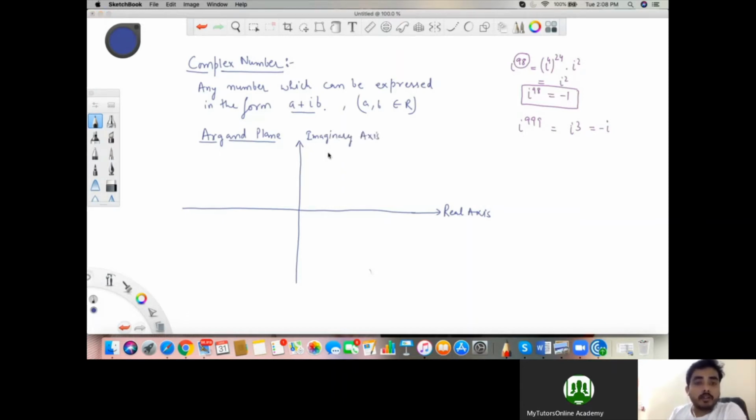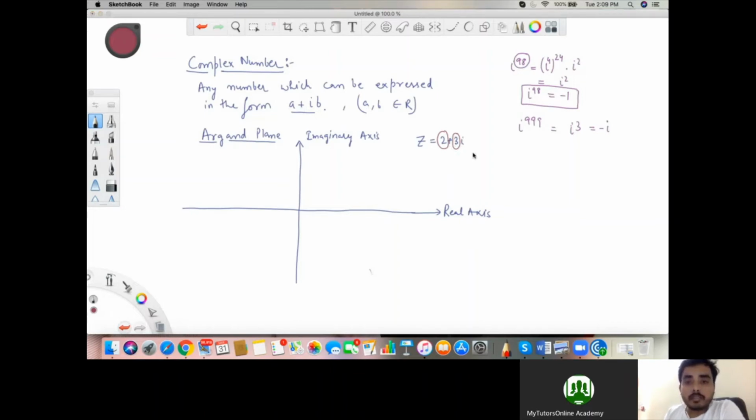If I need to plot any point in the Argand plane, let's suppose we have the complex number denoted by z is 2 plus 3 iota. Here we need to note that this 2 is the real part of the complex number, and here 3 is what we call the imaginary part of the complex number.